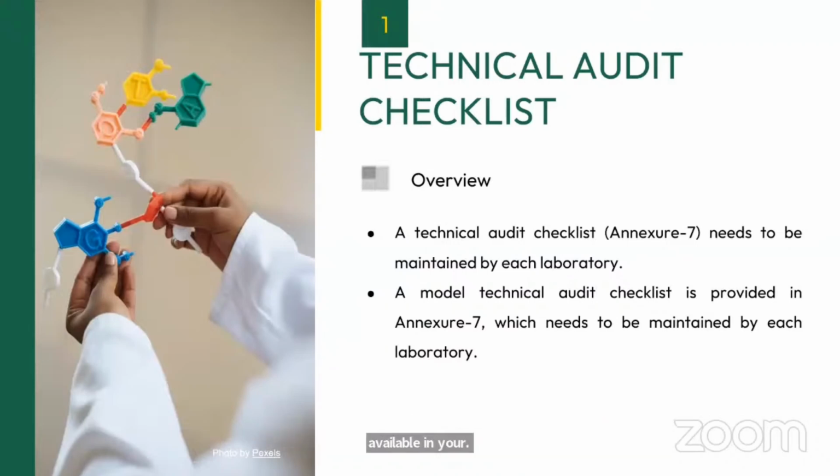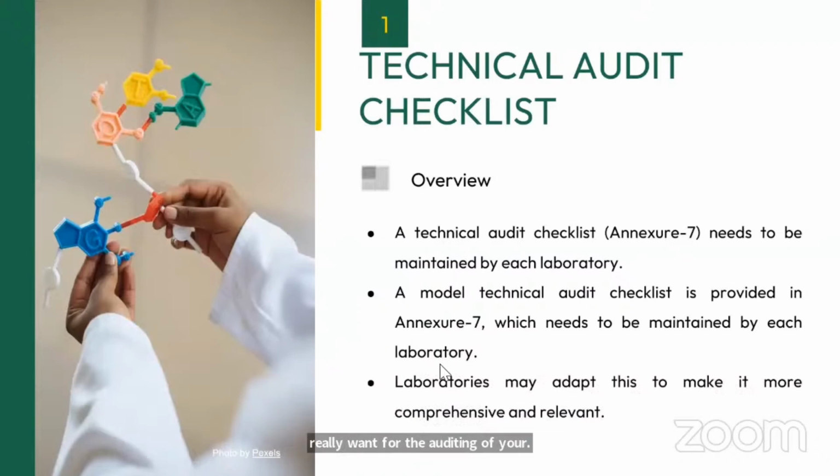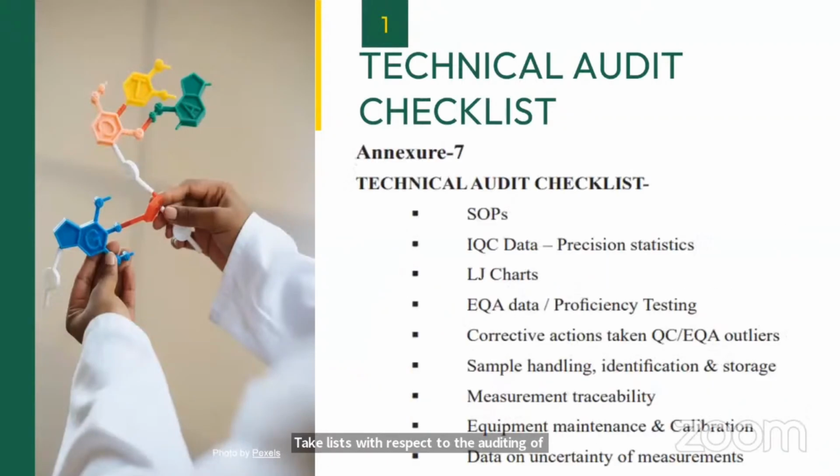You can have more than this. Apart from this, any other additional criteria which are relevant for the auditing of your laboratory activity. Laboratories may adopt this to make it more comprehensive and relevant. So it is recommended that laboratories can adopt this checklist, which will provide a more comprehensive and relevant checklist with respect to the auditing of the laboratories. So here is Annexure 7, basically, which is a technical audit checklist.